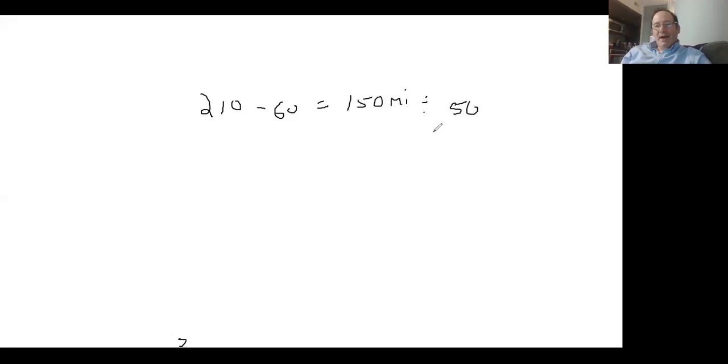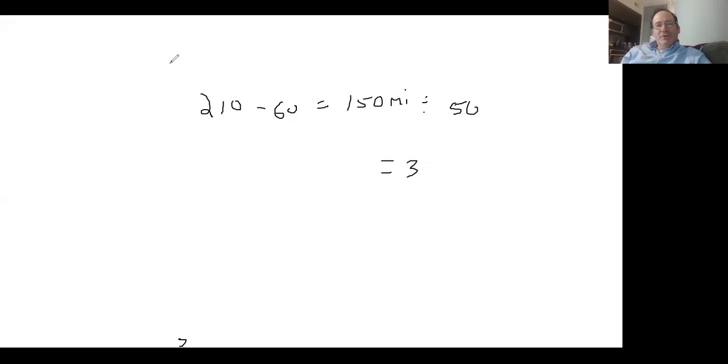For number 16, they've got a 210-mile trip. He does the first 60 miles in 1 hour, so an hour at 60 miles. I subtract 60, and now I've got 150 miles, and he's going 50 miles per hour. So I just divide 150 miles by 50 miles per hour, and that gives me 3 hours.